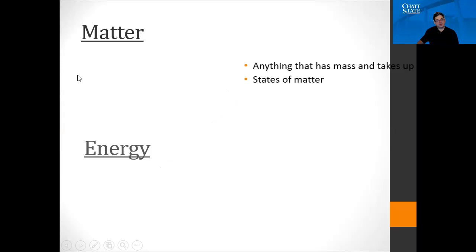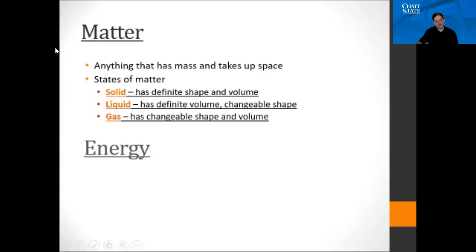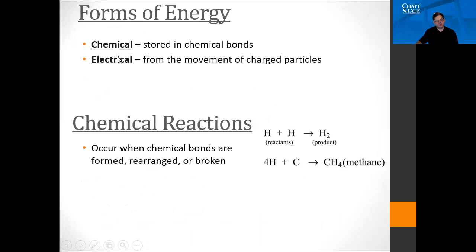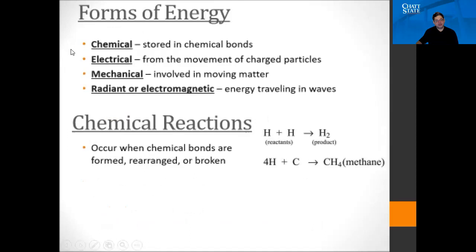But to start off with the basic info that you might have had way back in high school: solid, liquid, gas, the three forms of matter, of course, and energy, two types, kinetic and potential. Kinetic is anything in motion, and potential is anything not in motion. It could be stored energy. There's always the capacity to have chemical, electrical, or mechanical energy, as we see, and then electromagnetic waves, of course, traveling as energy as well.